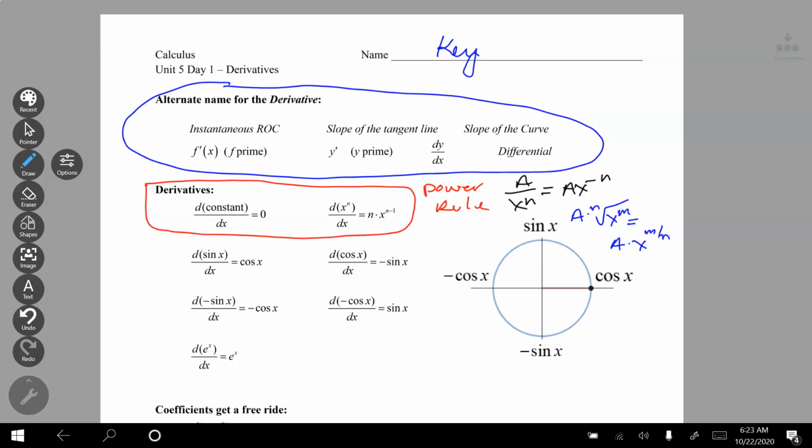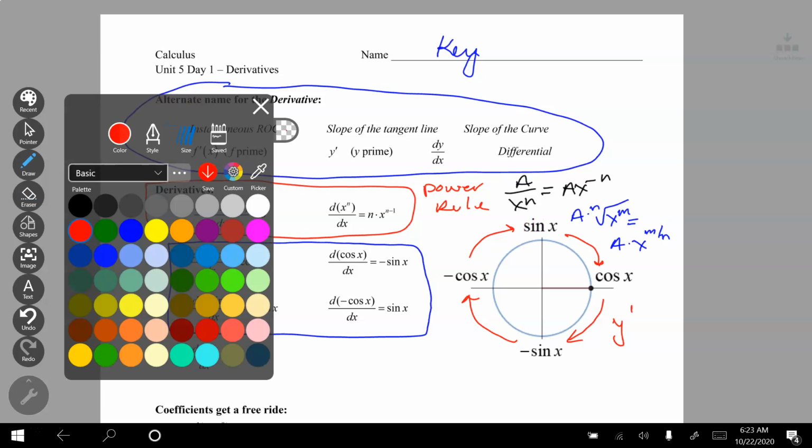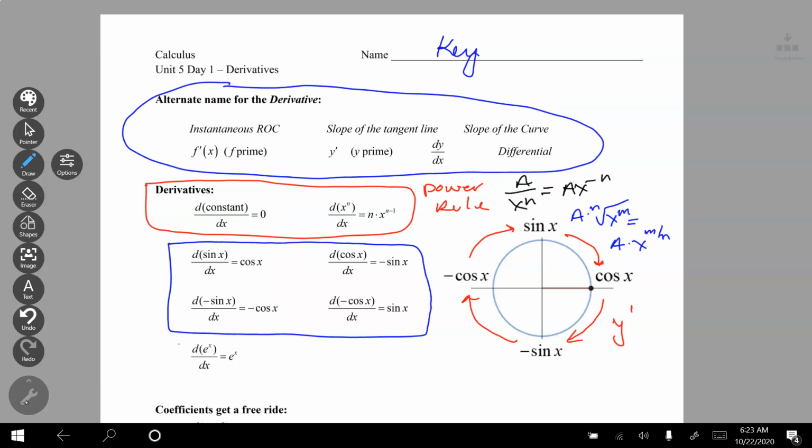Next, we're going to look at our trig derivatives, and I have this unit circle over here, and when I go clockwise, these are my derivatives. So the derivative of sine is cosine, the derivative of cosine is negative sine, and negative sine is negative cosine, and the negative cosine is sine. And the lesson that we learned at the end of the last unit was very easy. The derivative of e to the x is e to the x.